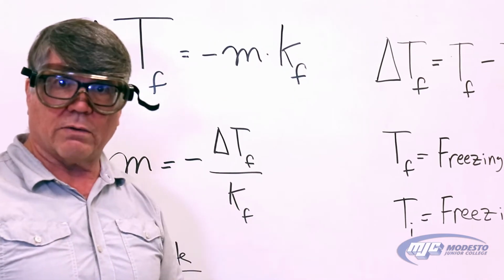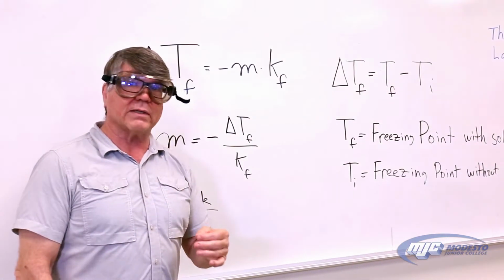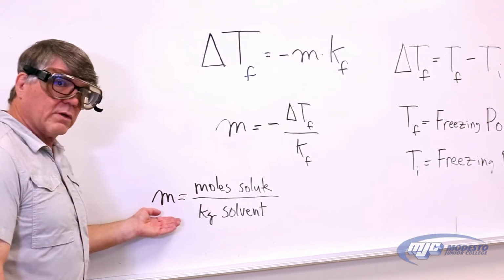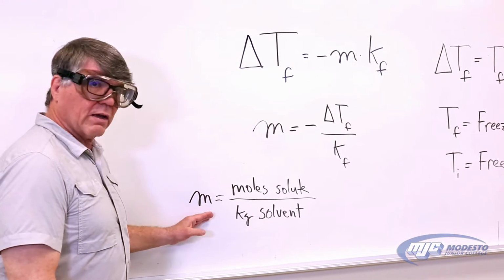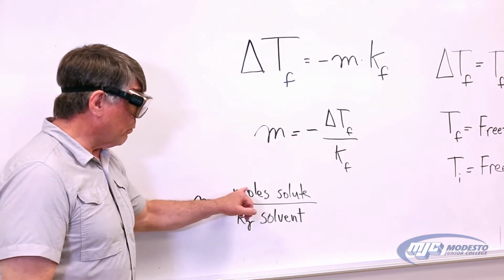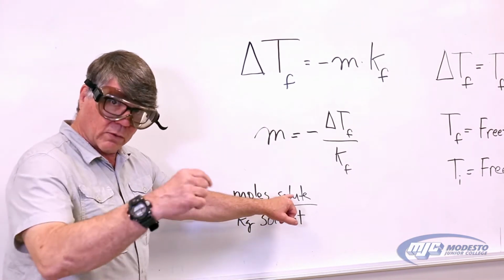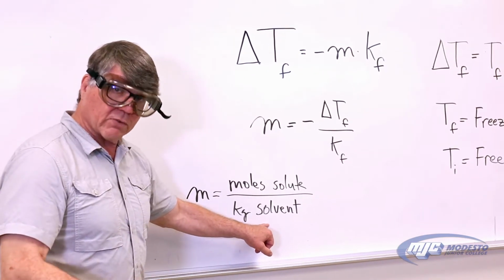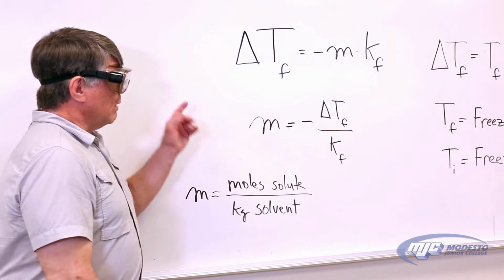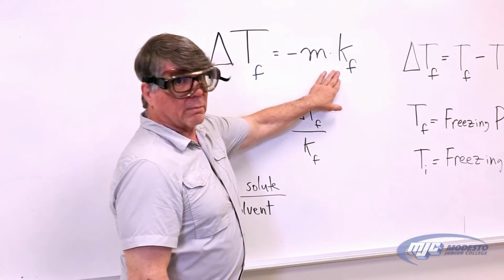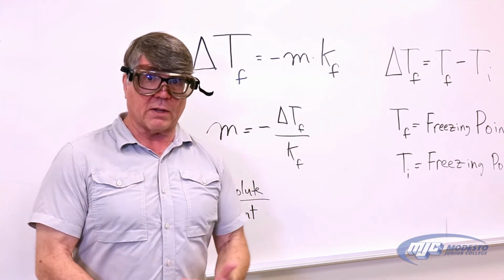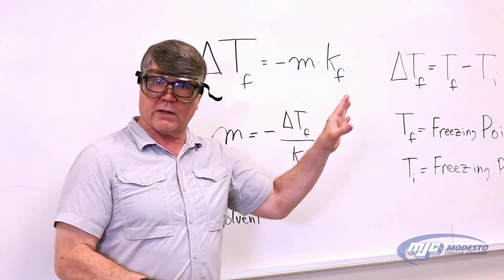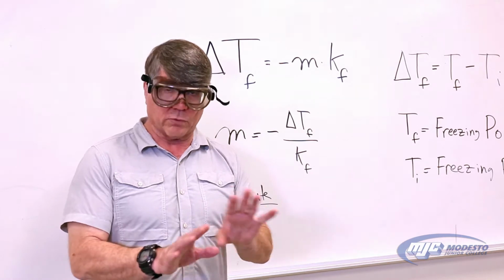M is a unit of concentration called molality. Not molarity, but molality. And this is an important definition. This is the definition of molality: moles of the solute, the thing you're dissolving, divided by kilograms of the solvent, the thing you're dissolving it in. And the K sub F is just a constant, and it depends upon what the solvent is. I give you the value for K sub F in the lab, so you'll know what that is.